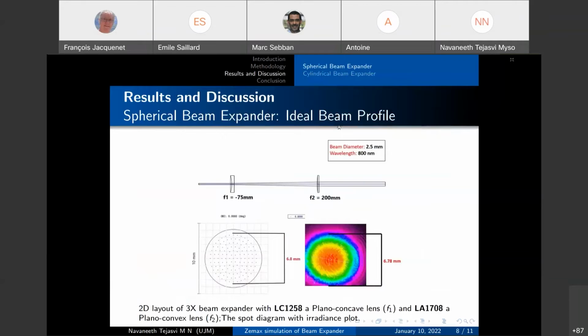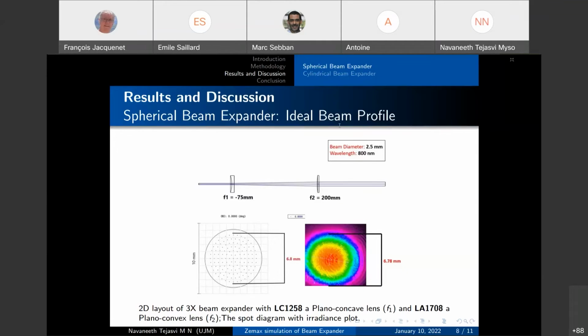Coming to the results and discussions, firstly, I will discuss spherical beam expanders. For an ideal beam, we measured the beam profile from the beam profiler, for which we had a diameter of 6.78 mm. I am using Thorlabs lenses here, and for that, the simulated result is around 6.8 mm, which is almost equal to what we were anticipating.